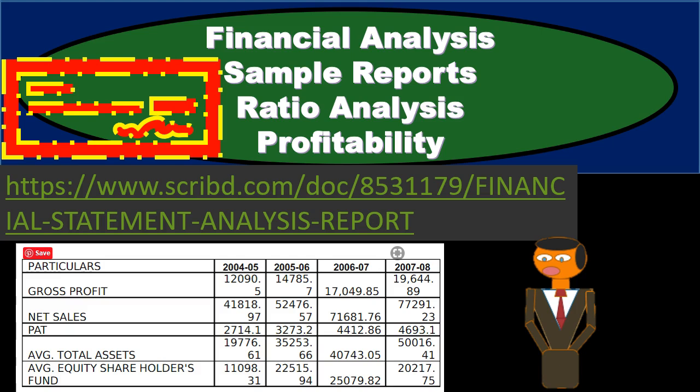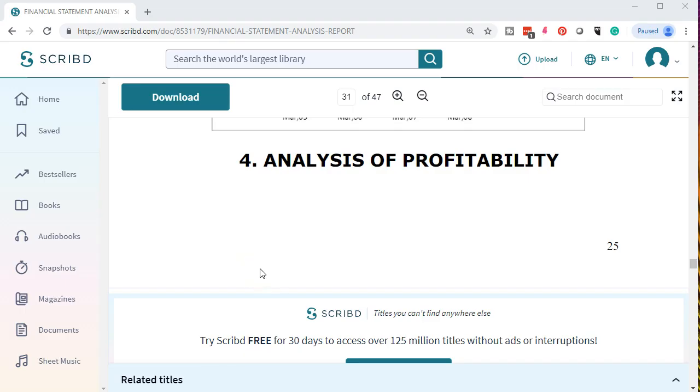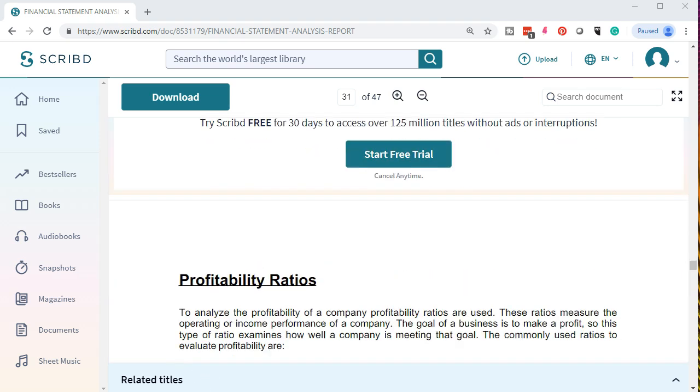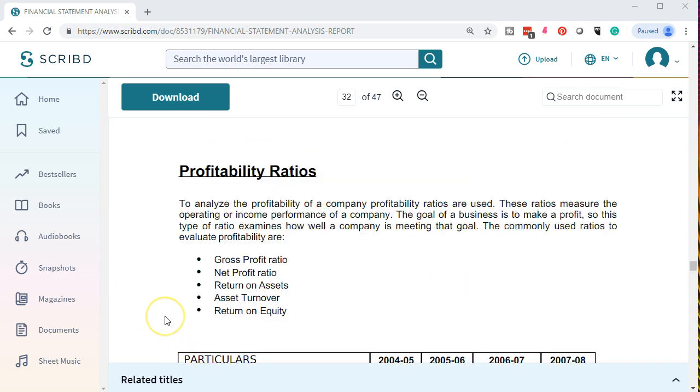In this presentation, we will take a look at ratio analysis for profitability as we continue on with our financial analysis sample report. Here we are in Chapter 4, Analysis of Profitability. Profitability ratios. To analyze the profitability of a company, profitability ratios are used. These ratios measure the operating or income performance of a company. The goal of a business is to make a profit. So this type of ratio examines how well a company is meeting that goal.